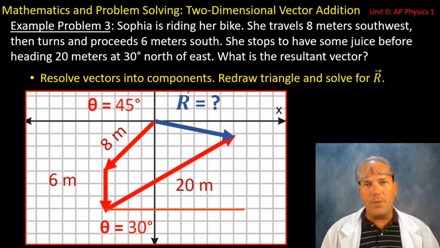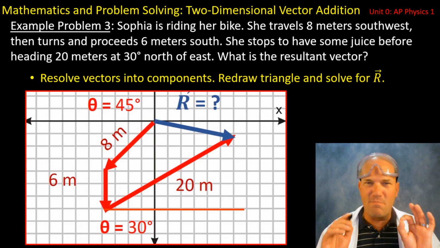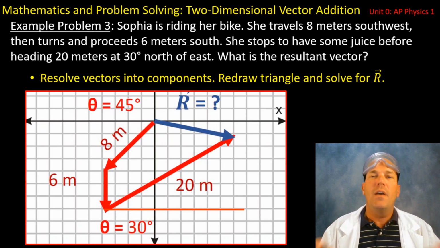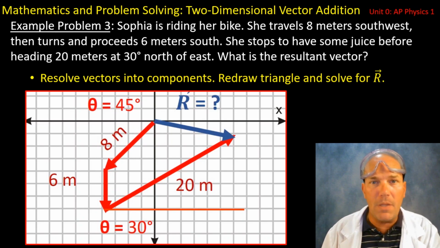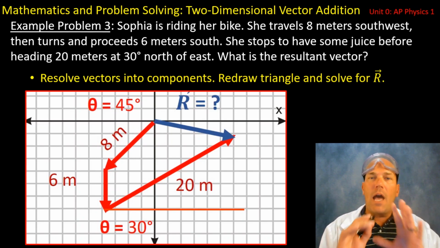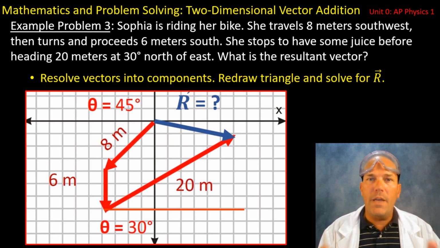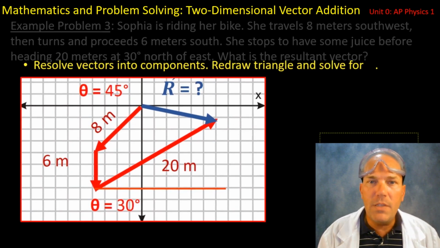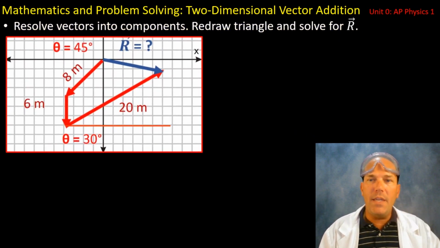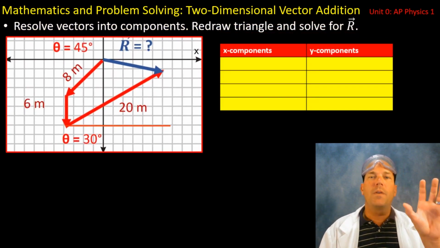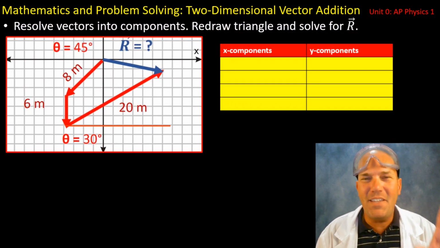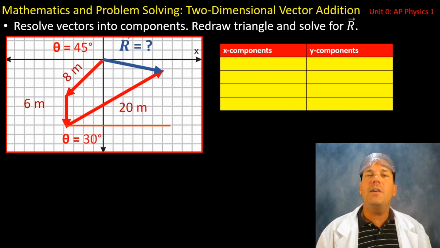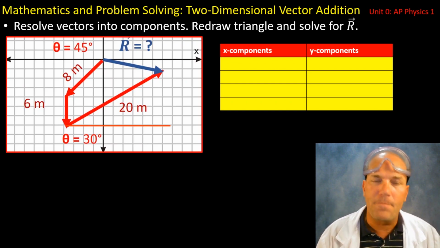Now let me go ahead and tell you, I'm teaching you the most thorough way of doing this. There are other options for other problems, but in this case here, I'm giving you a very thorough explanation. So what you need to do is to create a table for your x components and your y components so you don't make any careless mistakes. Let's start with the first leg of her journey, 8 meters southwest.